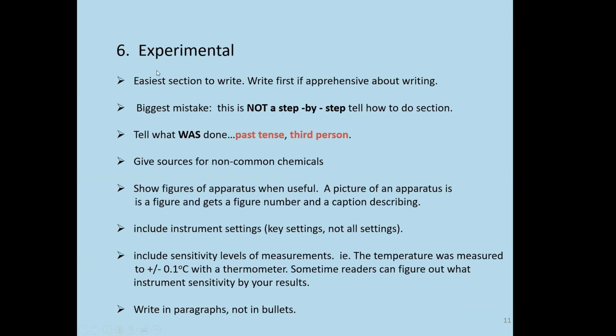Number 6 is the experimental section. This one is easy to write because you have done the experiment. There's a couple of things you need to notice. Do not write a step-by-step how-to section. I included some writing samples on Canvas.